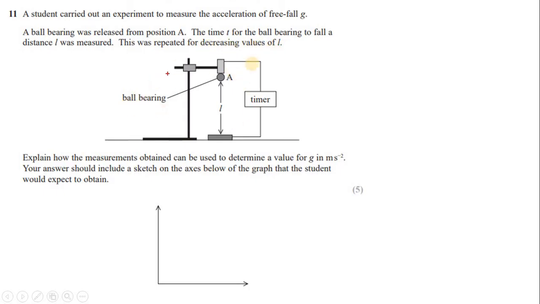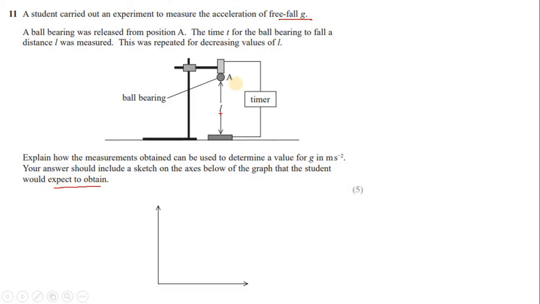Okay, a most typical setup of free fall g. Explain how measurements obtained can be used to determine the value of g in m s^-2. Your answer should include a sketch on the axes below of the graph that the student would expect to obtain.